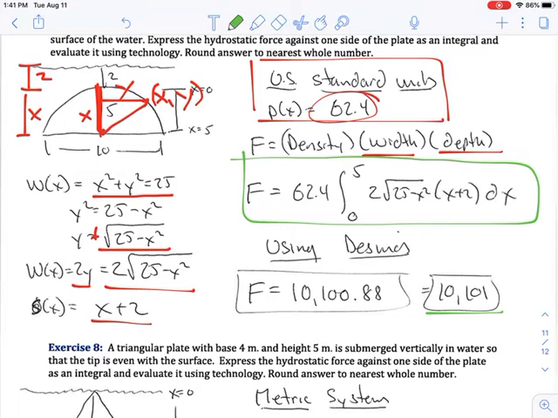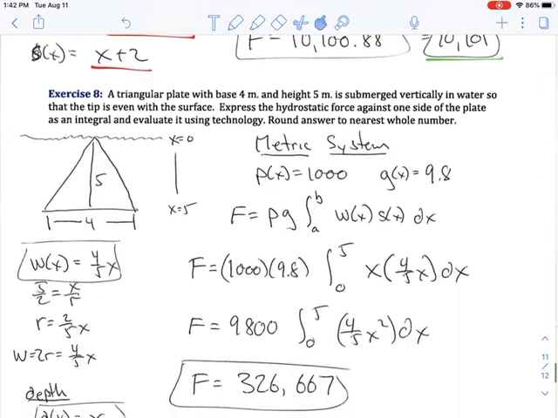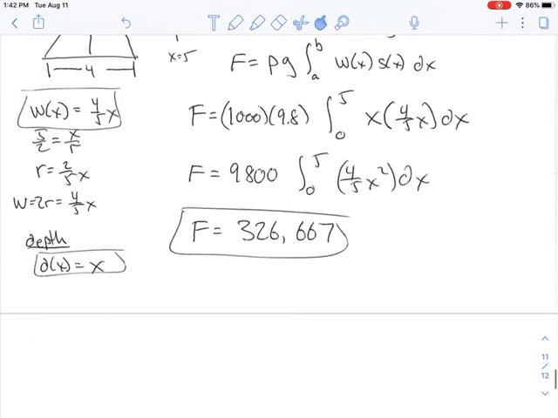Okay, so lots of little pieces. But again, if you just go back to this basic format for these problems, density times width times depth. One more problem, and then we are done with this section. I think it's just one more, yeah.